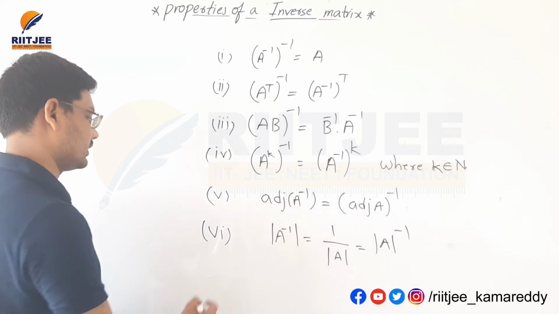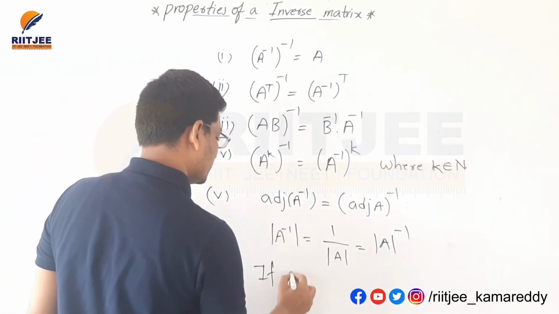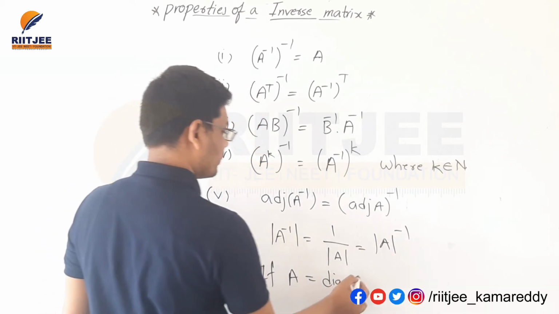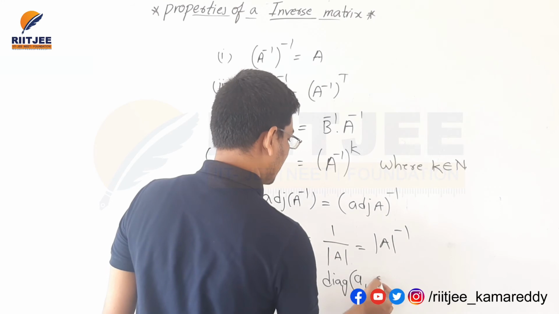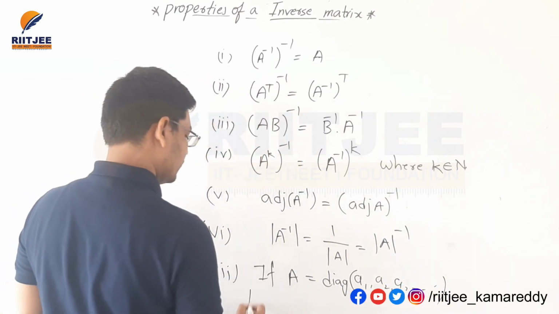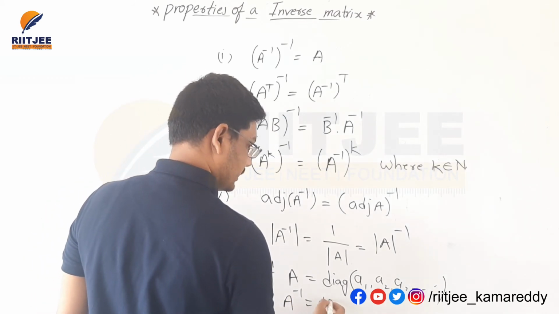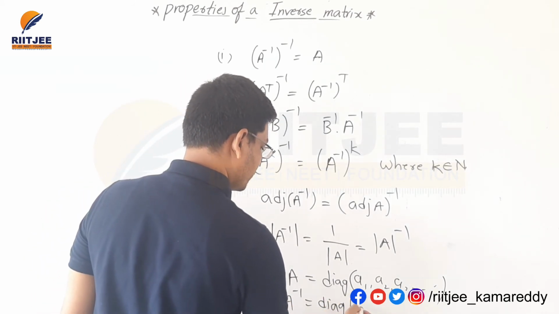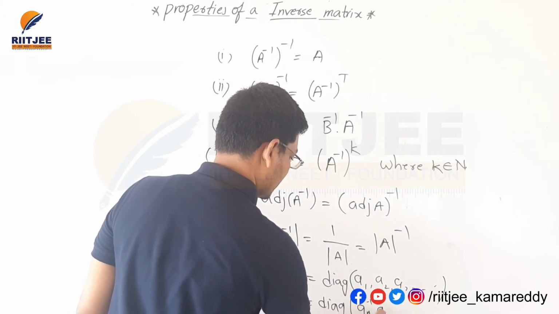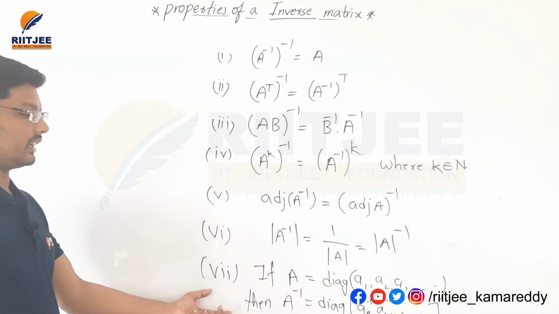Modulus of A inverse equals 1 by mod A. And the next one is, if A is equal to diagonal DIAG of a1, a2, a3 and so on, then A inverse exists and is DIAG of a1 inverse, a2 inverse, and so on up to an inverse. This is property number 7 here.